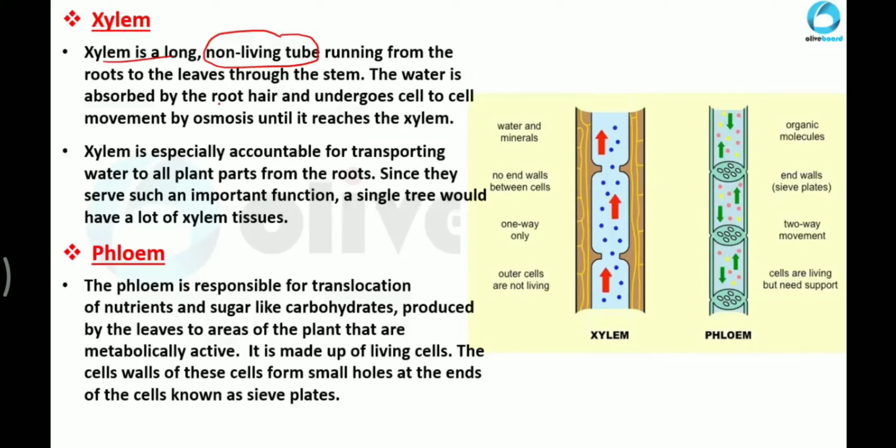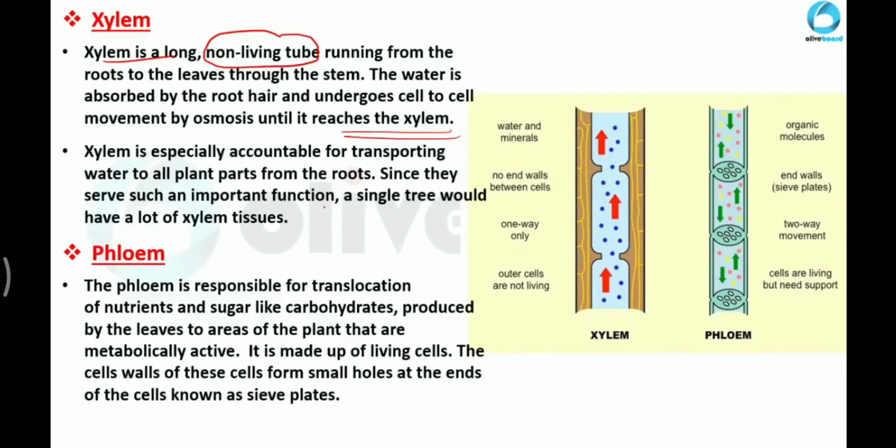The water is absorbed by the root hair and undergoes cell to cell movement by osmosis until it reaches the xylem. By the process of osmosis through the root hairs, water reaches the xylem, and xylem is present all over the plant. So xylem now transports the water to different parts of the plant.